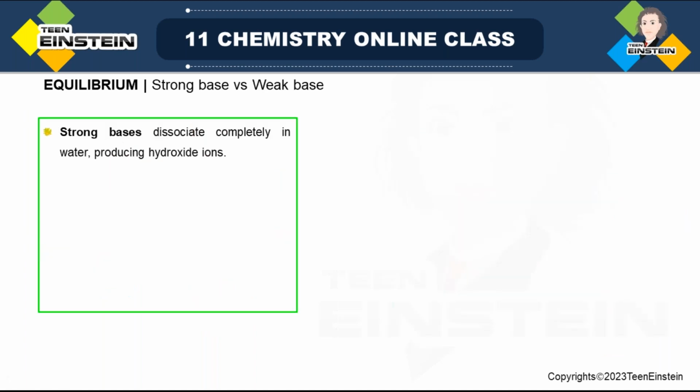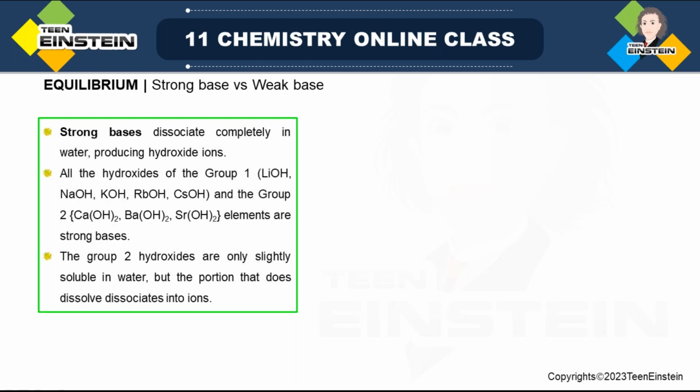So the same type of discussion we can also have for bases, right? Strong acid, weak acid, we now have an idea. But what about strong base? Strong bases, just like strong acids, will also dissociate completely in water and they will produce hydroxide ions. Here we have some examples.